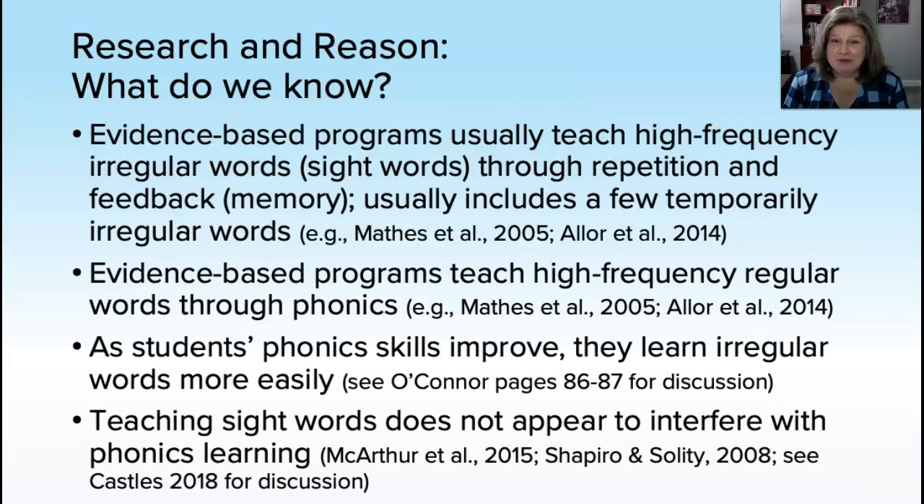What do we know from the research? Well, we actually know quite a bit. One thing that's really important is we know that the procedures I just described to you are used in effective evidence-based programs. These programs usually teach high-frequency irregular words or sight words through repetition and feedback. In other words, they teach them by memory. You use a lot of repetition and you give the kids support while they're memorizing those words. Usually these programs also include a few temporarily irregular words, like the word like, as I just described to you.